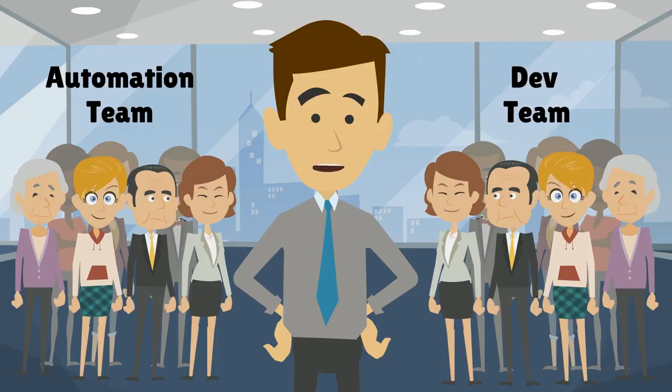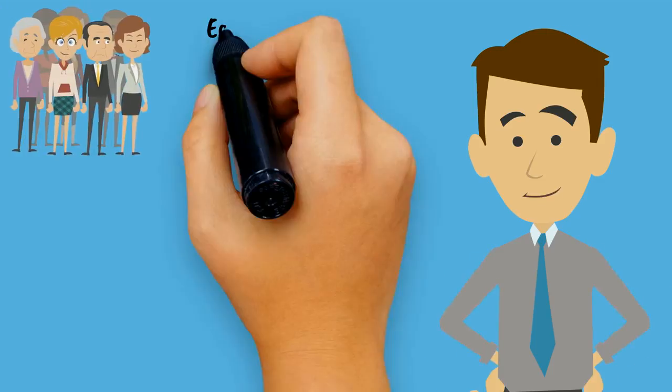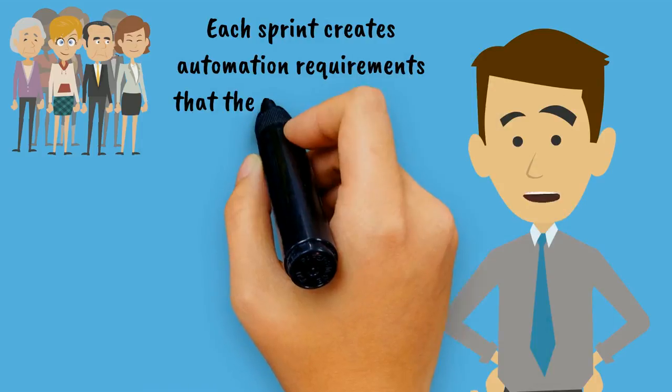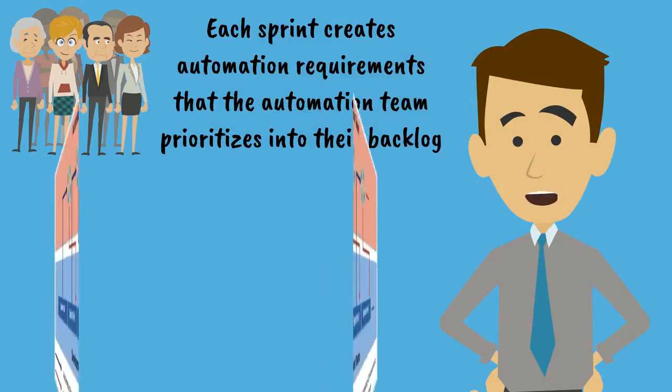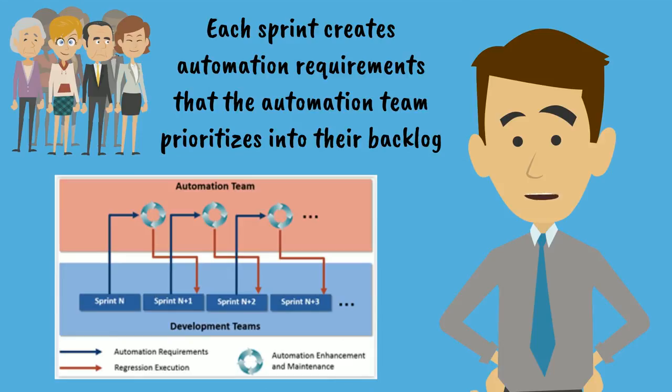The automation team needs to be tightly integrated with the dev team's sprint activities to ensure that they get timely requirements for maintaining and enhancing the system-level automated test suite. This includes participation in the sprint planning and review meetings, as well as the daily stand-ups. Looking at the workflow between the teams, each sprint creates automation requirements that the automation team prioritizes into their backlog. Depending on the requirements, it's likely that not all items can be addressed in the current development sprint. In fact, it's not uncommon for the automation cycle to lag the development cycle by a full sprint.